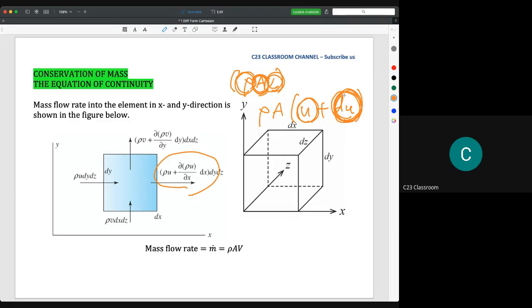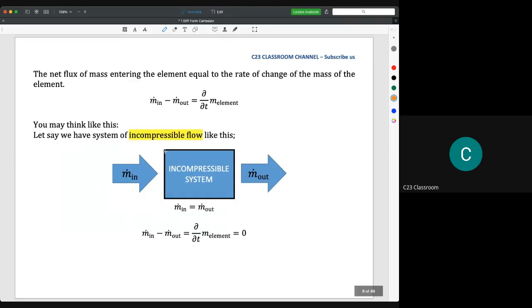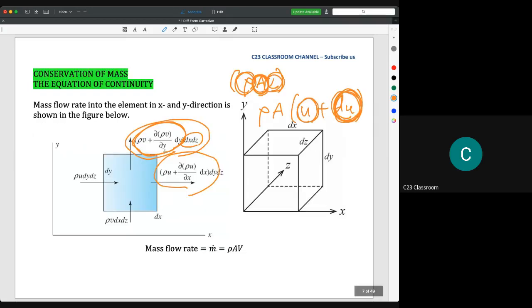If the changes is negative, so means the value of u at outlet is less compared to the velocity at the inlet. Okay, so here I think you already know why we write rho v plus del rho v over del y dy dx dz. So dx dz is the cross-sectional area, and this term is showing the changes that occur maybe for density and also the velocity. Okay, so I hope you could understand this one.